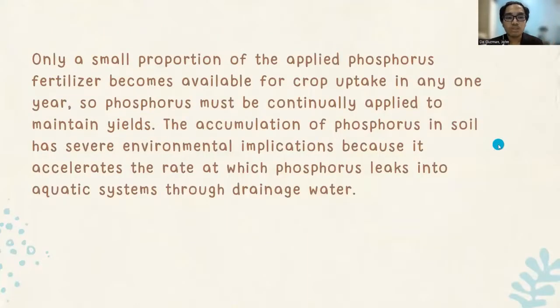Now, only a small proportion of the applied phosphorus fertilizer becomes available for crop uptake in any 1 year, so phosphorus must be continually applied to maintain yields. The accumulation of phosphorus in soil has severe environmental implications because it accelerates the rate at which phosphorus leaks into aquatic system through the drainage water.